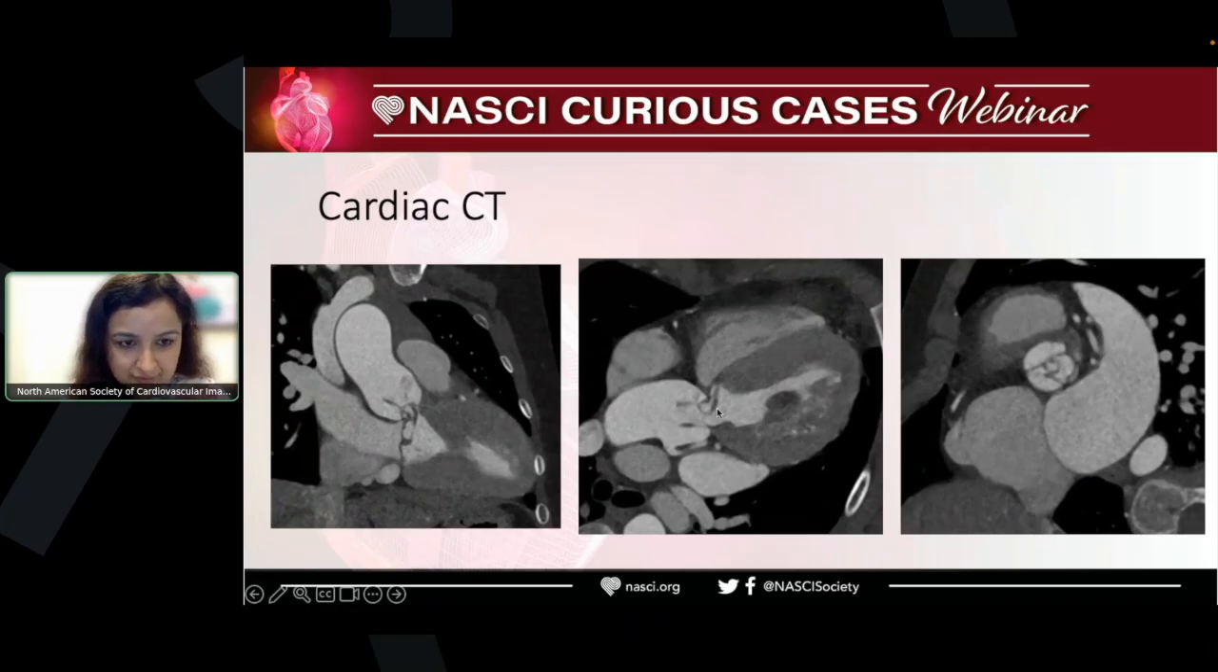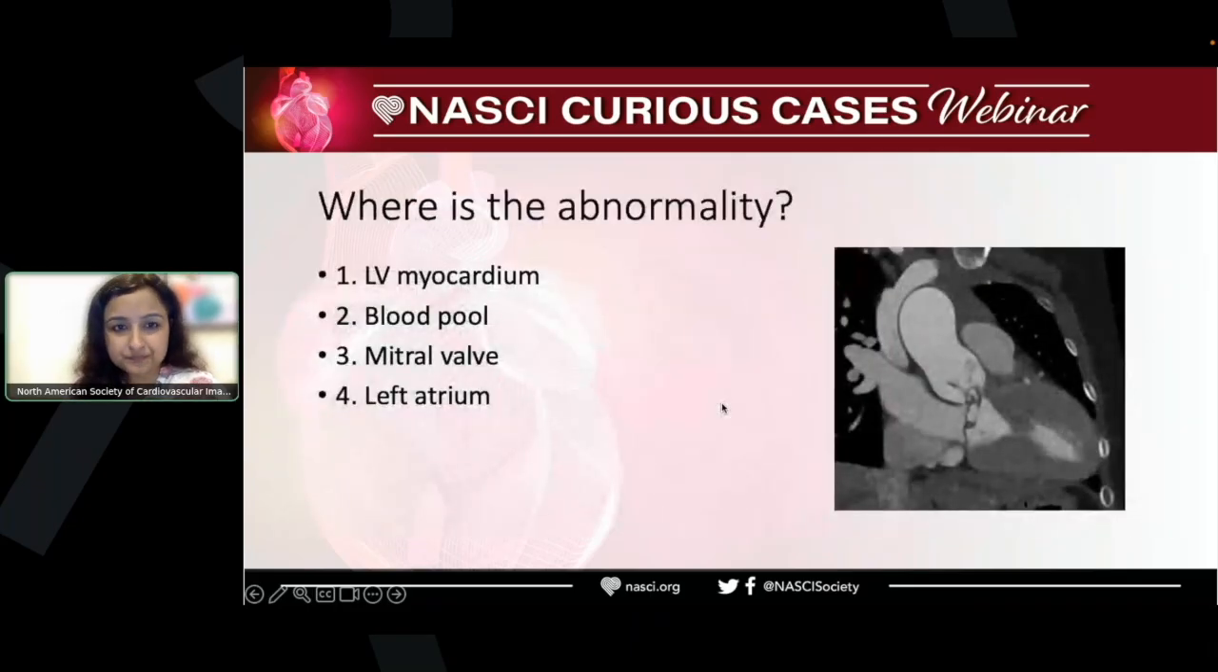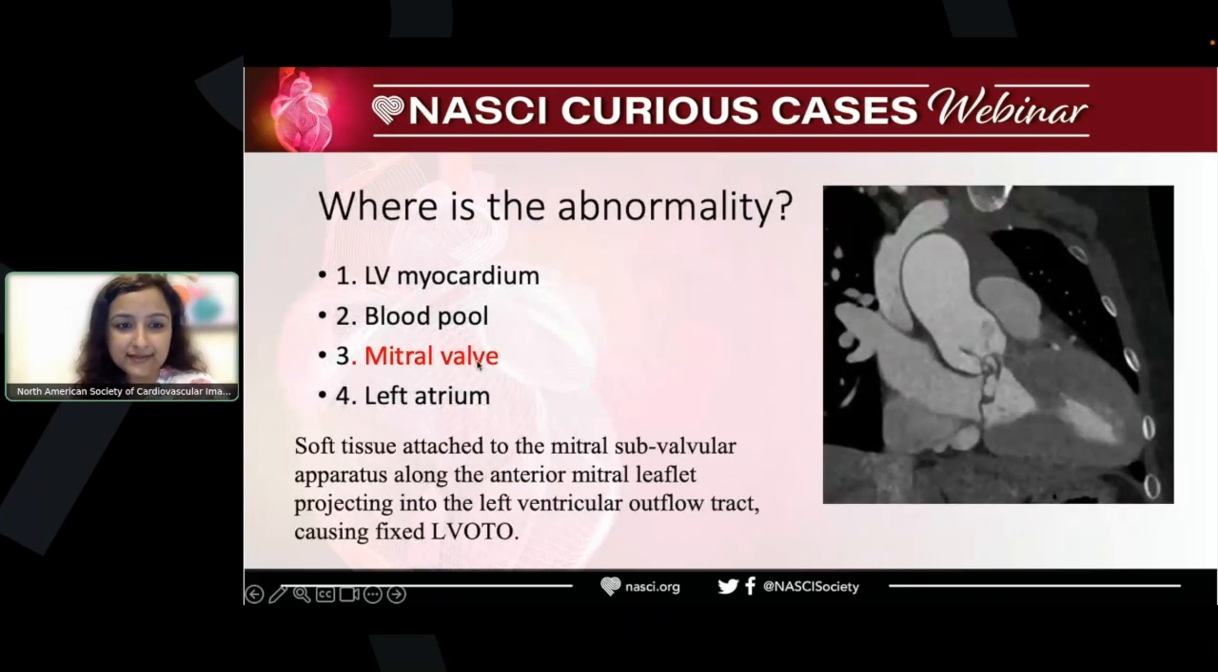So I've seen such scenarios, hence it is easy to make the diagnosis regarding the attachments over here, but it can sometimes be very challenging because it's a mobile structure. So this is the aortic valve view, wherein you can see the tissue as well. So the abnormality was in the region of the mitral valve, a soft tissue attached to the mitral subvalvular apparatus along the anterior mitral leaflet, projecting into the left ventricular outflow tract, causing a fixed LV outflow obstruction.